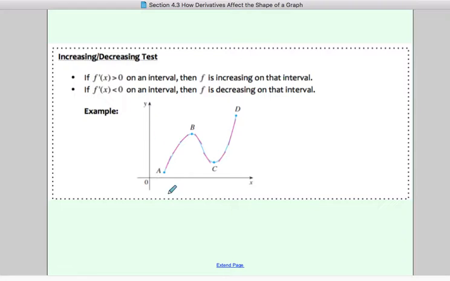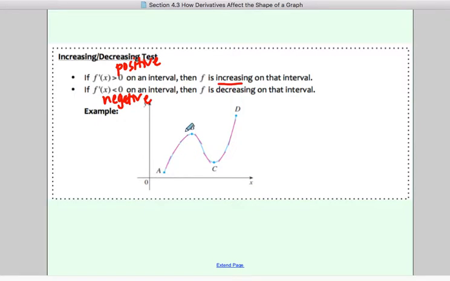So if you have a positive first derivative, it means that you are increasing. If you have a negative first derivative, or slope of your tangent line, it means it's decreasing.